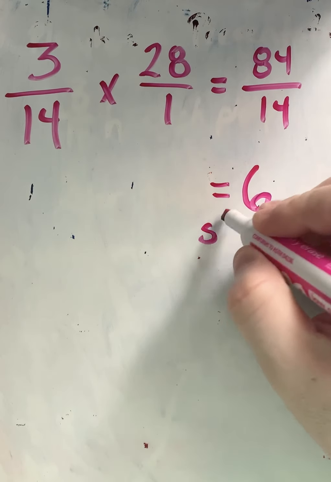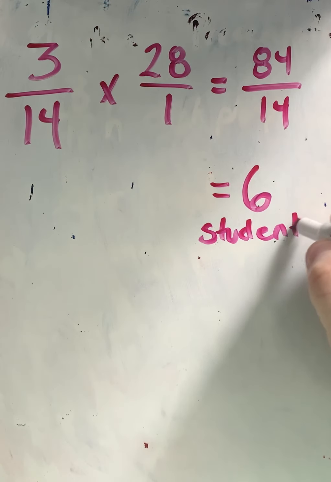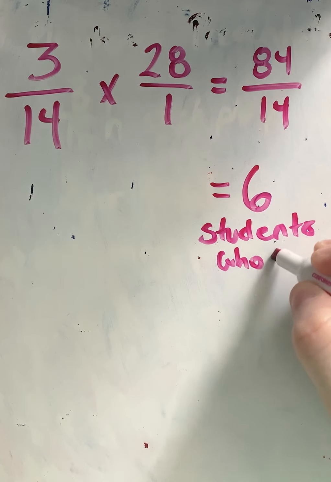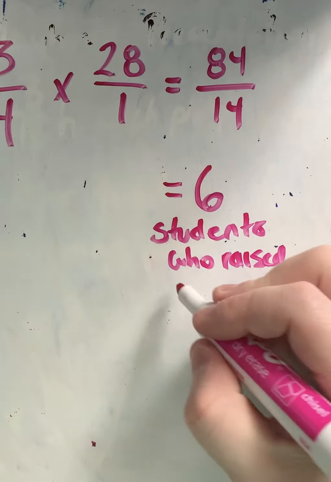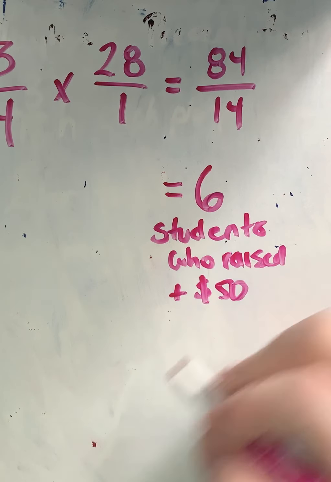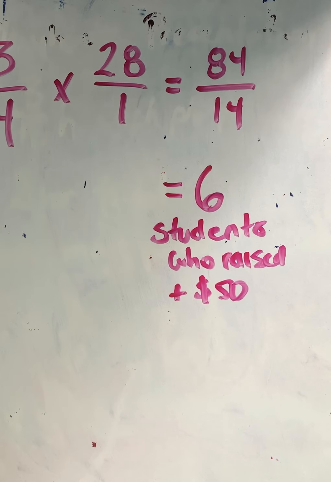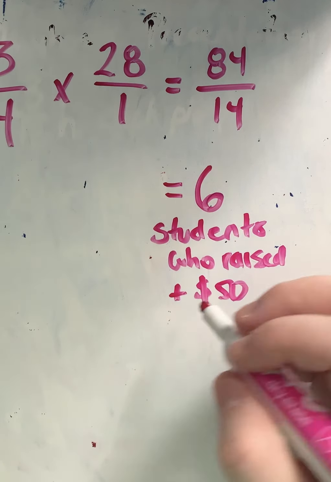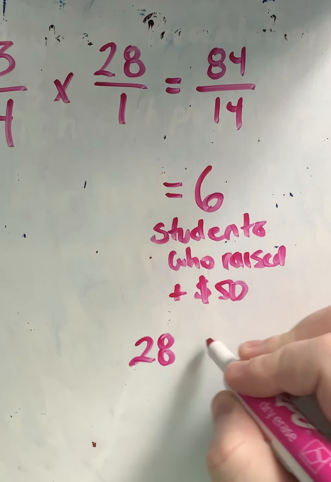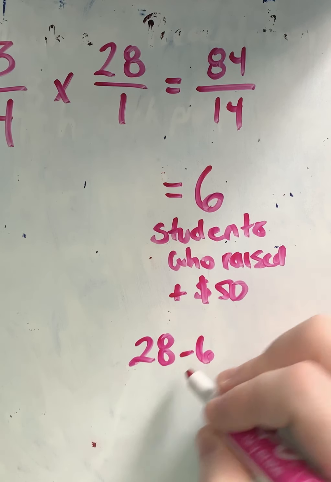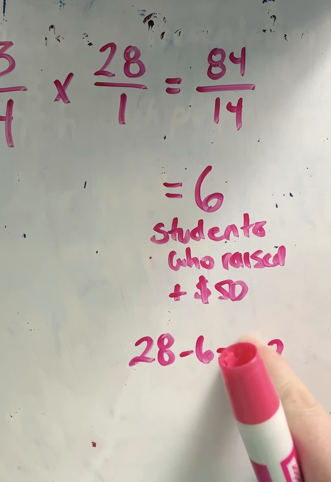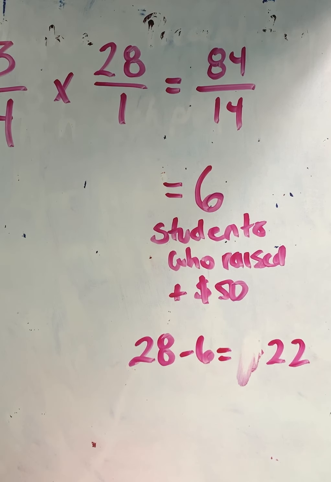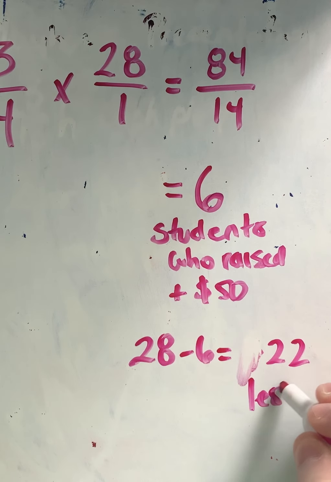This 6 represents what? It represents the amount of students who raised more than $50. So if I wanted to find out how many students raised less than $50 out of that 28, I would just do, I know there's 28 students in the class, minus the 6 students who raised more, and the last one would be 22 kids who raised less than 50.